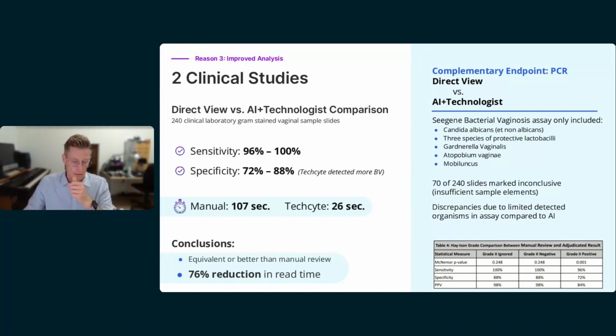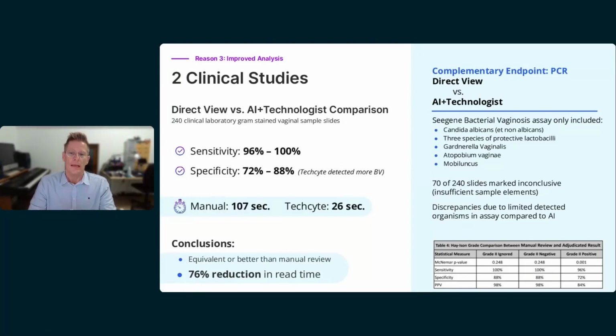In our timing study, the laboratory that we led the study with, on an average, they found a 107-second read time, whereas their technicians with our software brought that down to 26 seconds, which is over a 3/4 reduction in read time.